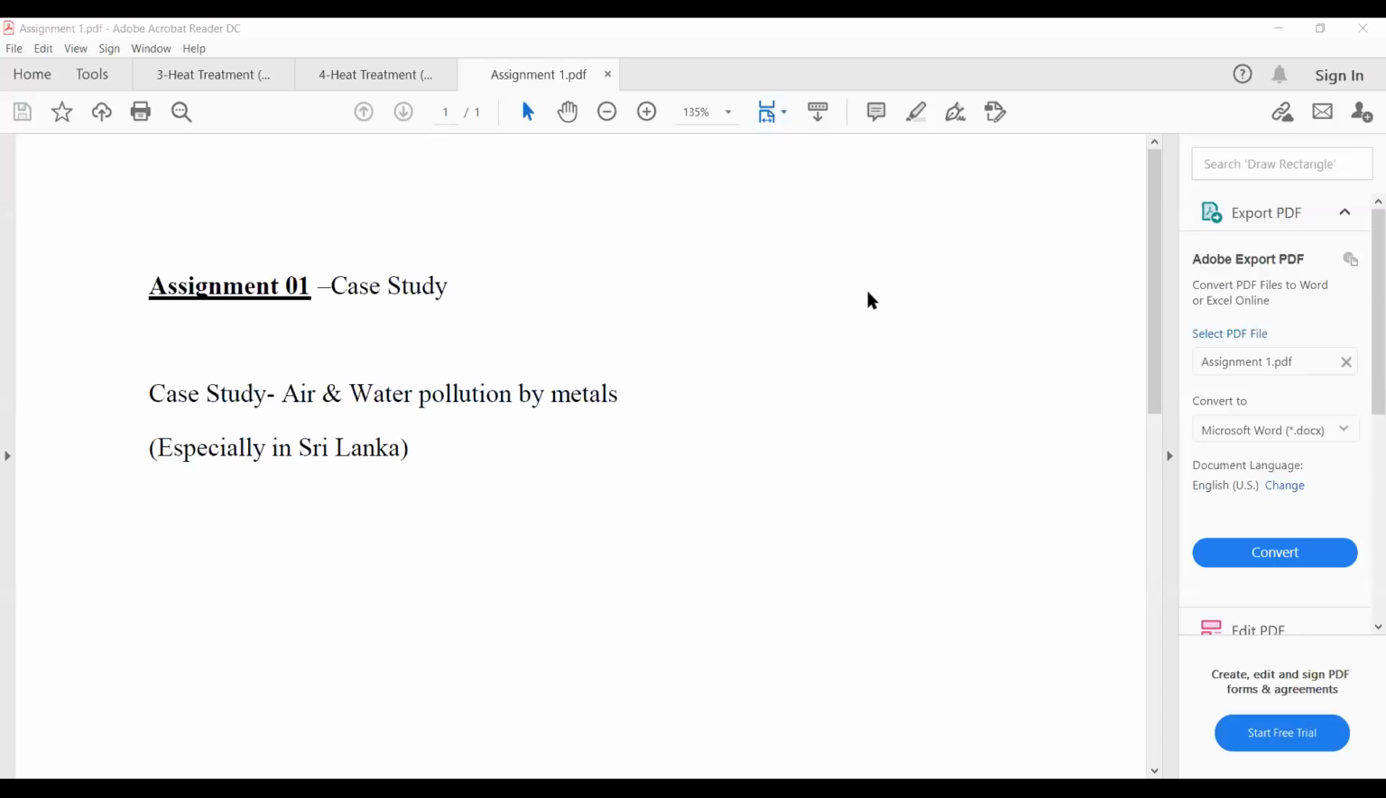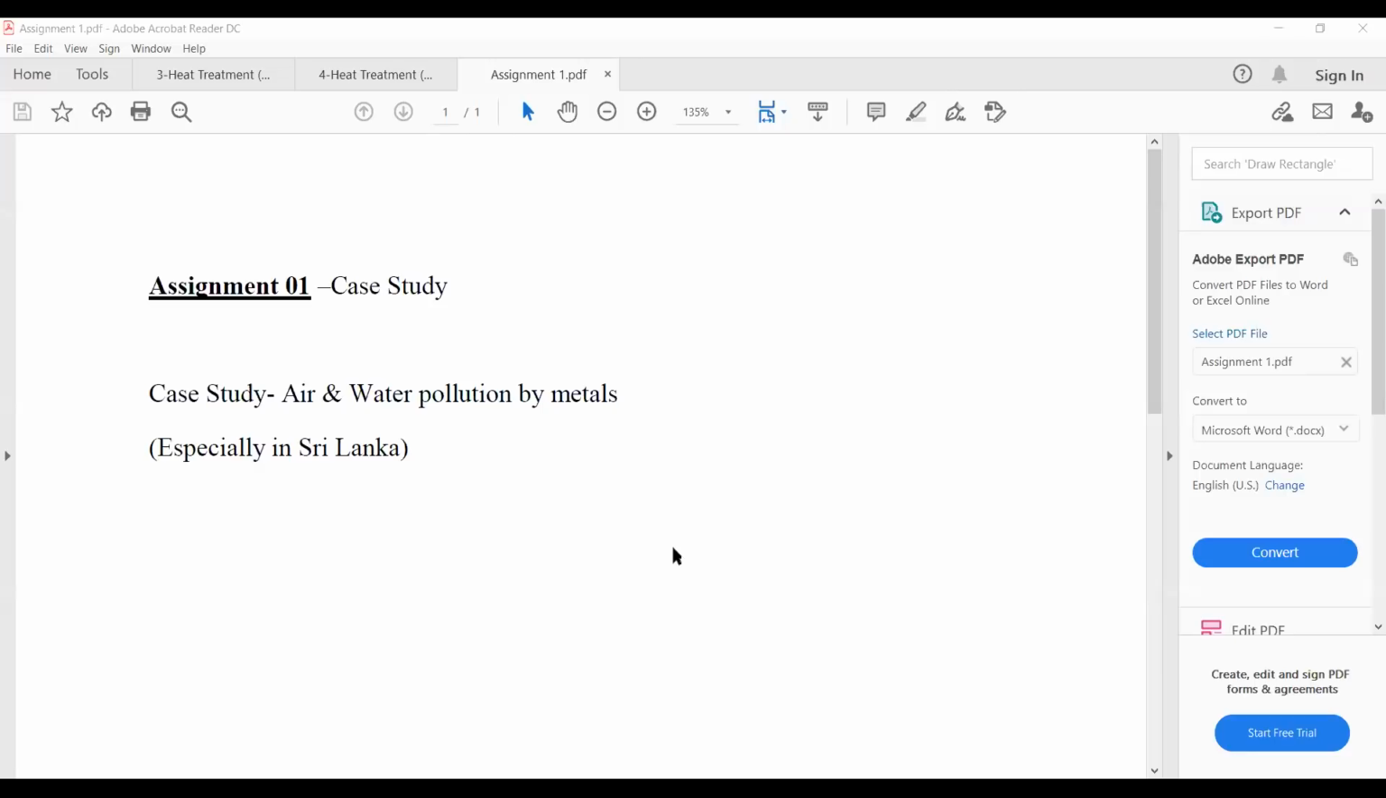Yeah, so this is your assignment. It is a case study. That means, you know, the environmental pollution. It can be soil pollution, air pollution, or water pollution. In this case, you have to consider air pollution and water pollution only.